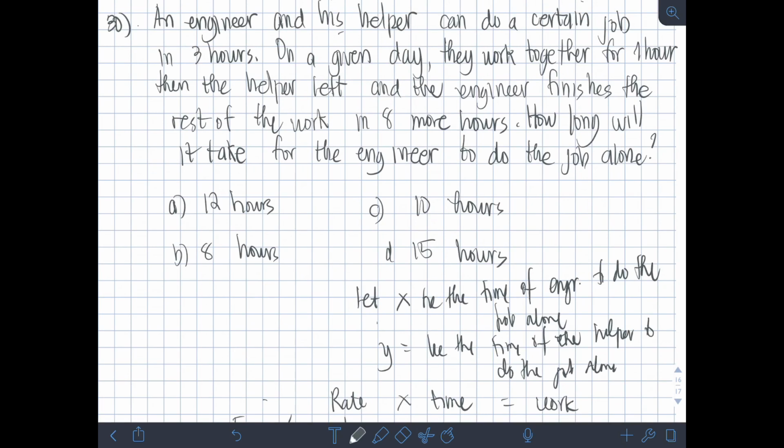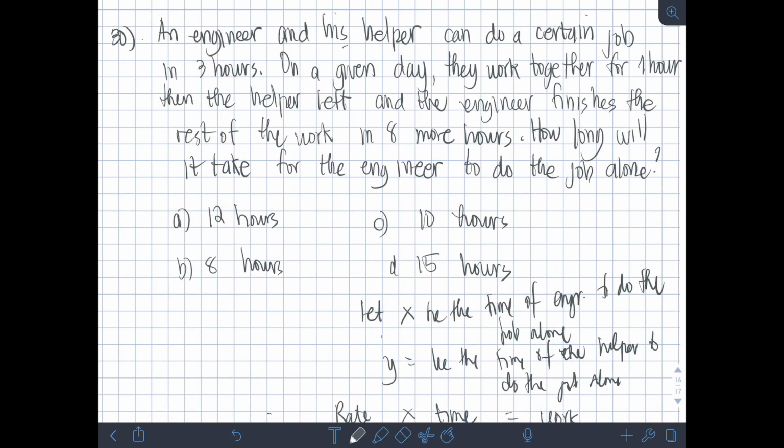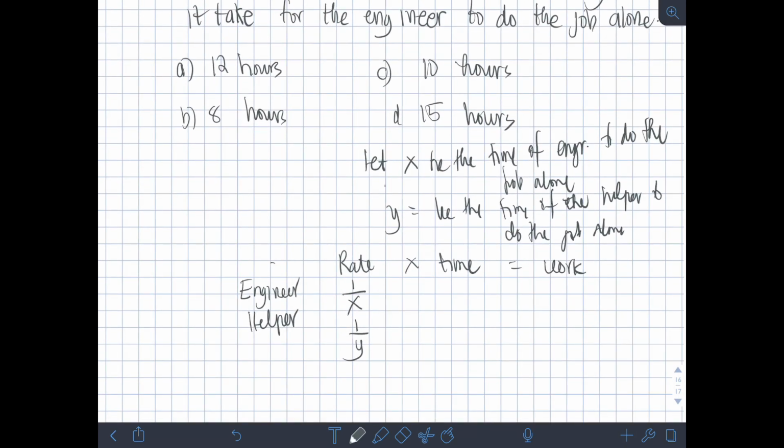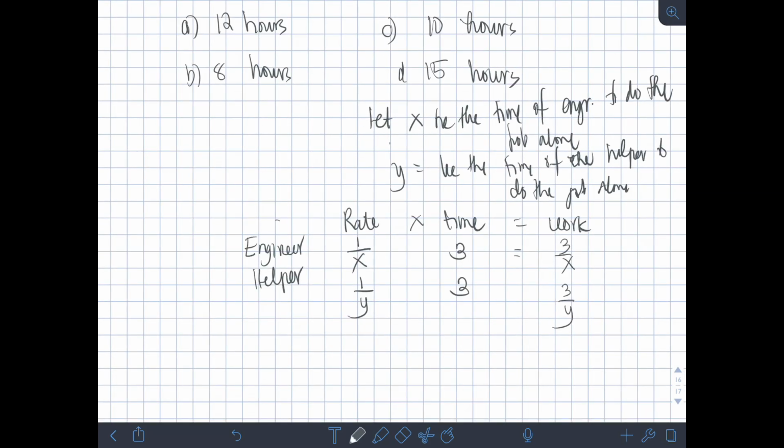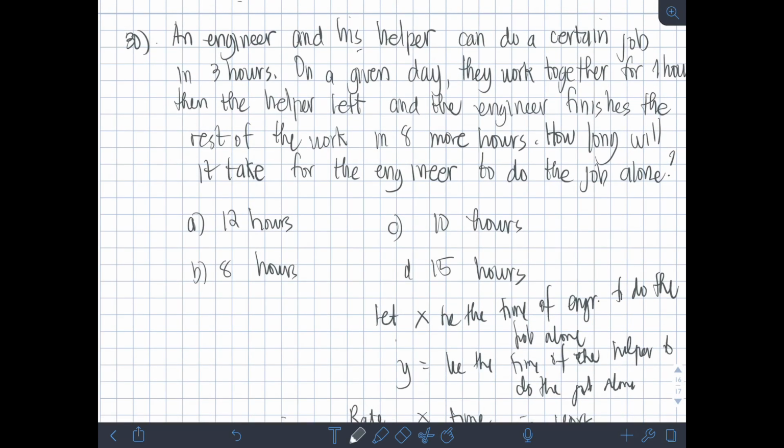And then, sabi dun sa first statement, they can do a certain job together in 3 hours. So, therefore, yung nalagay nating time dito ay 3. Okay? So, yung work ng engineer bale ay multiply lang natin yung 1 over x sa 3, so 3 over x, and then yung helper, rate times time, so 1 over y times 3 is 3 over y. And then, laging ginagawa natin kapag nagwo-work together, ina-add natin yung work nila at ini-equate natin sila sa 1. So, we have 3 over x plus 3 over y is equal to 1. So, this is equation 1 for the statement 1 that we have on the problem.